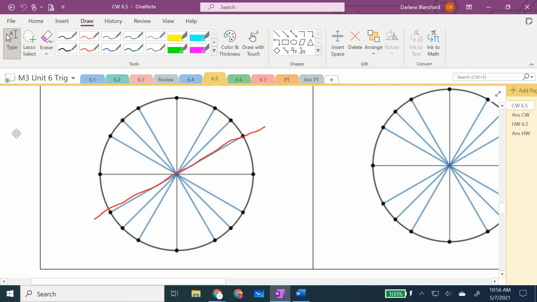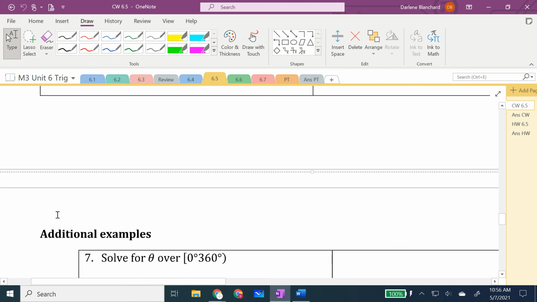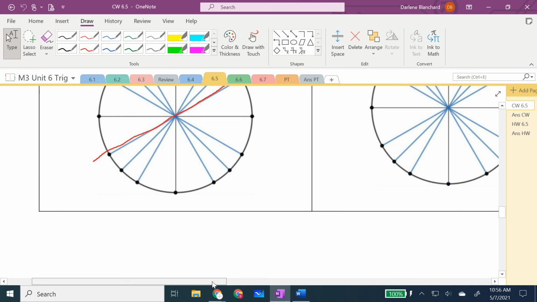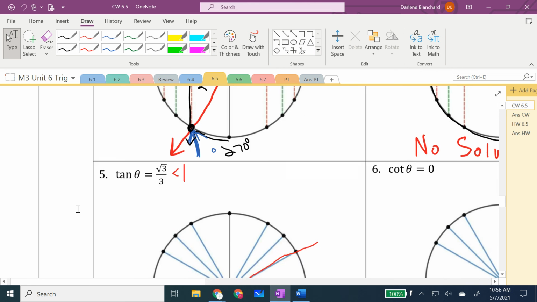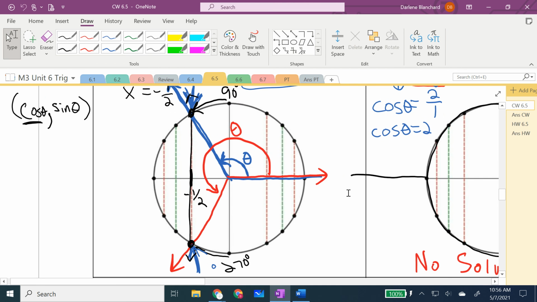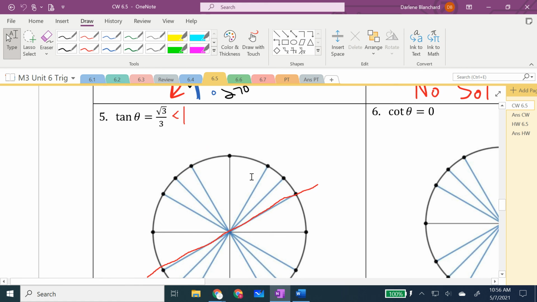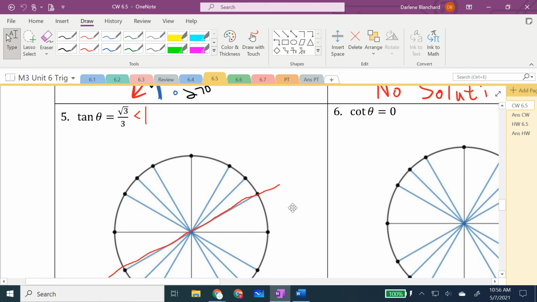If I can get it to type. I am having some minor problems. There we go. It won't type on there.